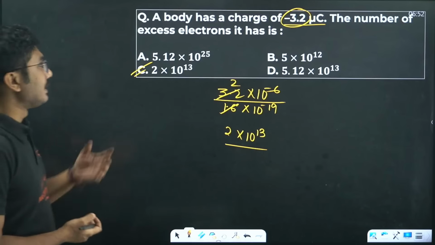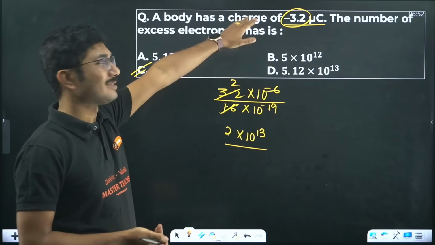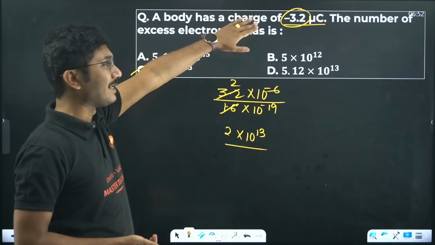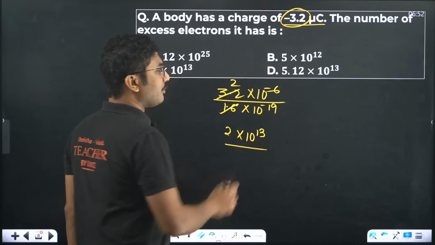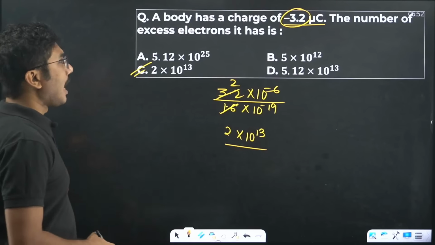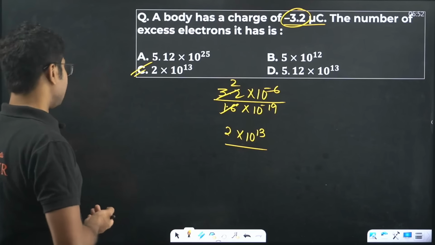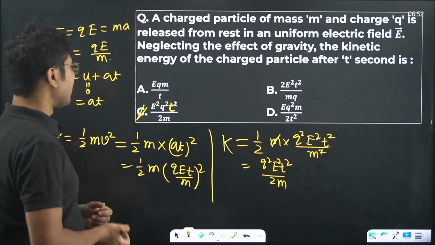Okay, now let's see one question. A body has a charge of minus 3.2 microcoulomb. So minus 3.2 is a multiple of 1.6. So directly divide by 1.6 and calculate the amount of excess particles, electrons, protons, whatever it is.